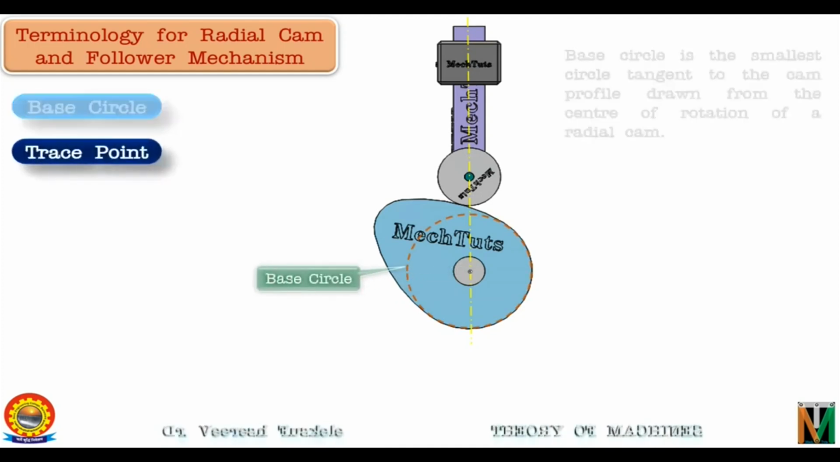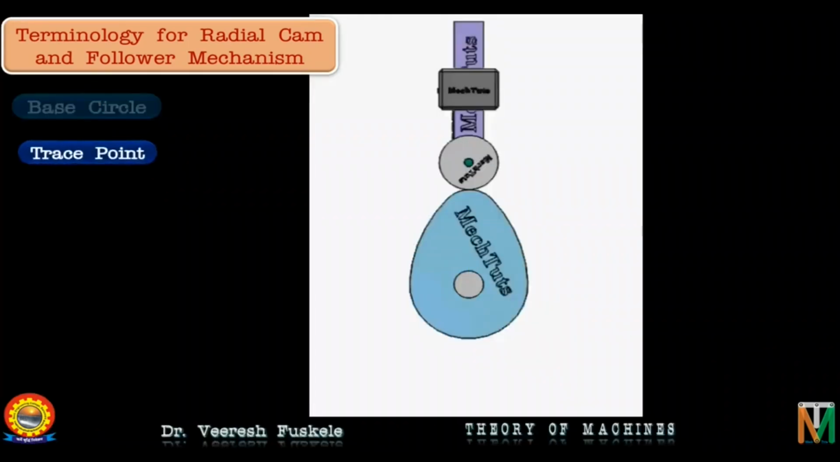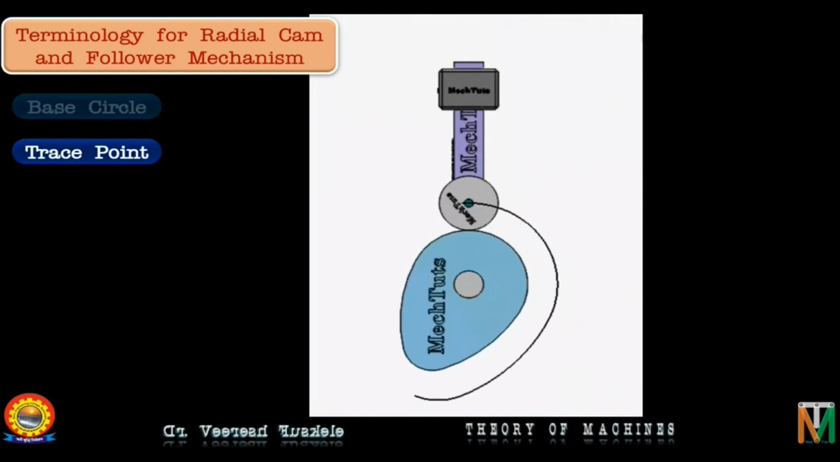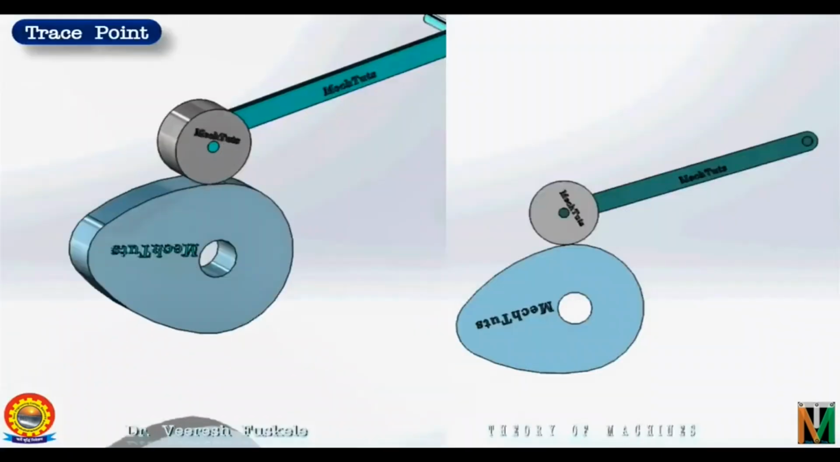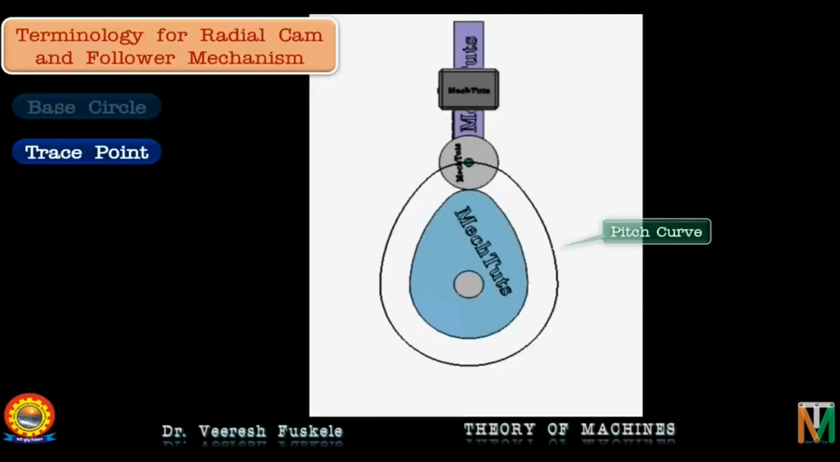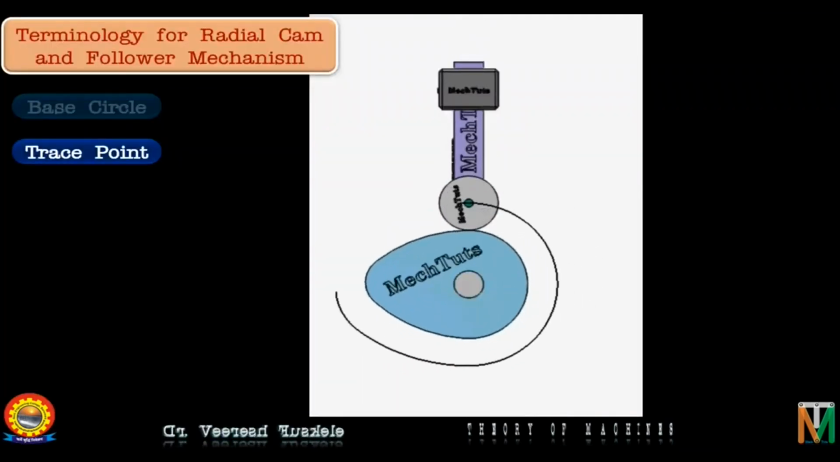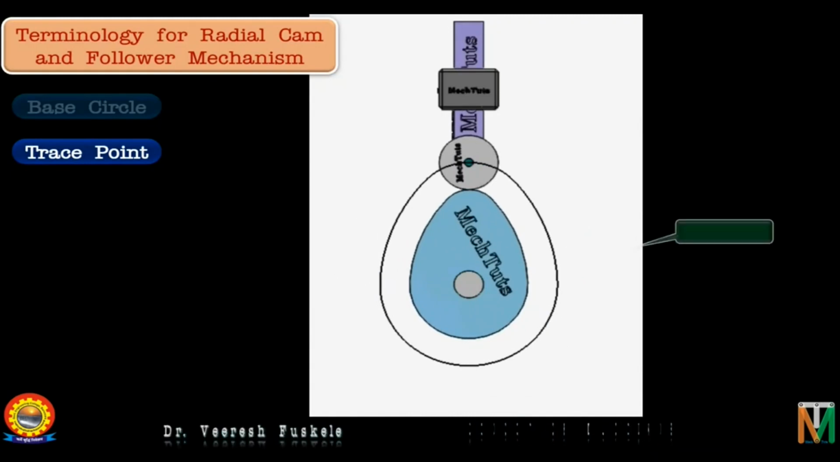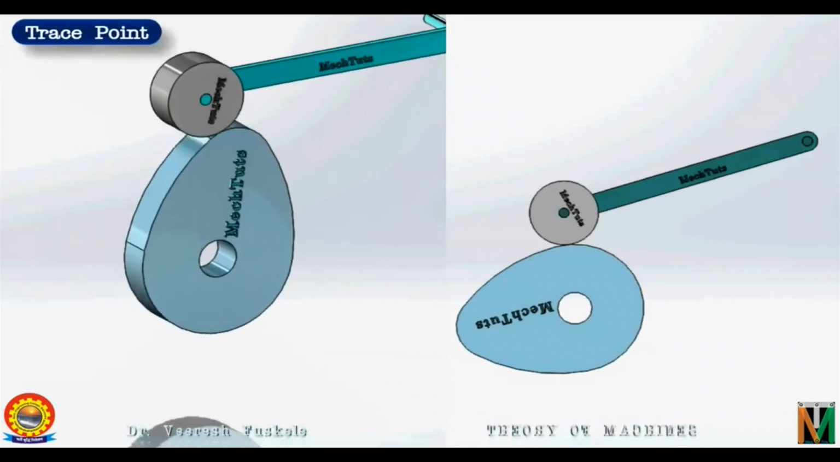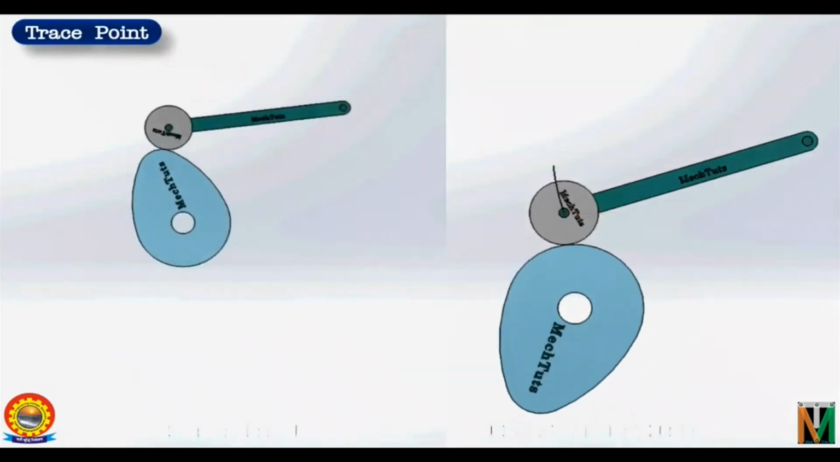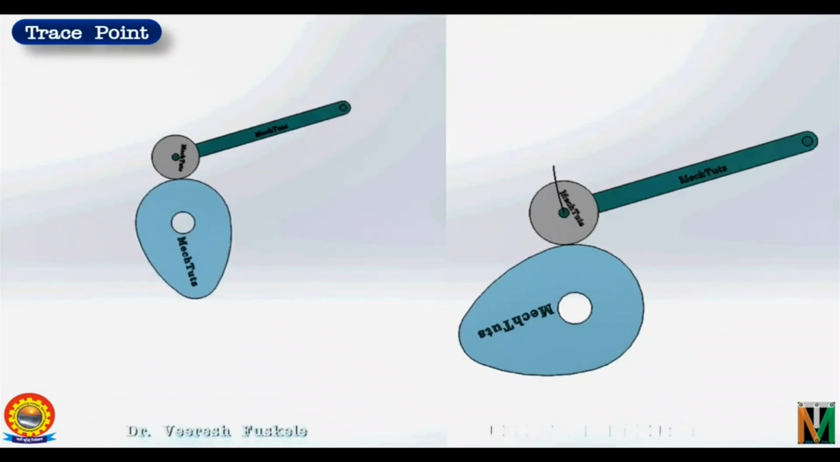Next, we learnt about the trace point, which we defined as the point responsible for describing the follower motion, or which traces the pitch curve. We learned that for a roller follower, the trace point is the center of the roller, and for its translation motion, it will be along the axis of the follower. And in an oscillating follower, it will be along the arc of the oscillation.